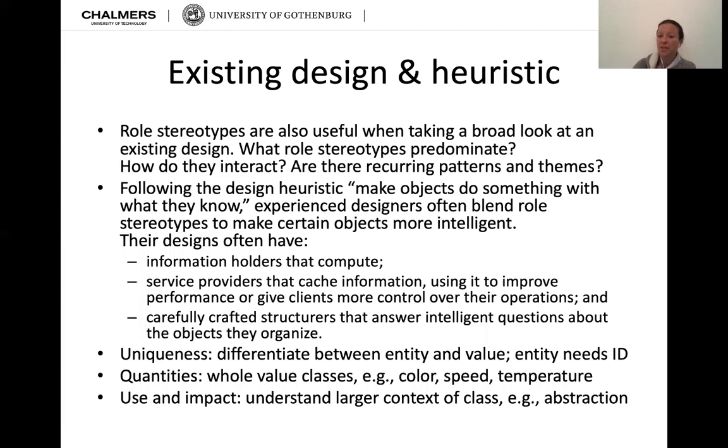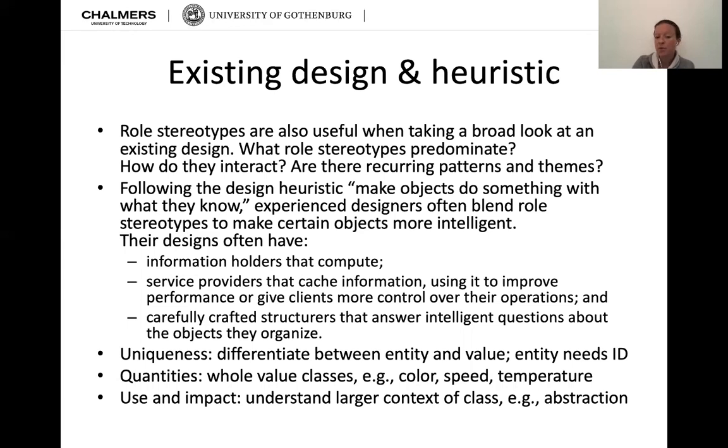One good way of finding out about that is to ask, are there recurring patterns and themes that you can find? And if you follow the design heuristic, make objects do something with what they know, then experienced designers often blend role stereotypes to make certain objects more intelligent. Their designs often do have information holders that compute. You will find service providers that cache information, using it to improve performance or give clients more control over their operations, and carefully crafted structurers that answer intelligent questions about the objects they organize.